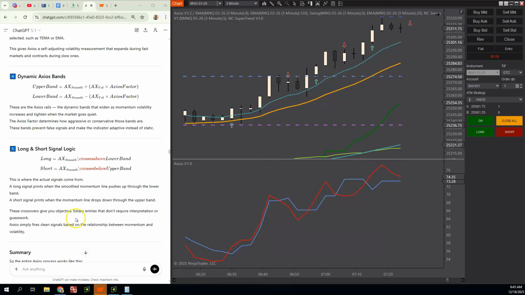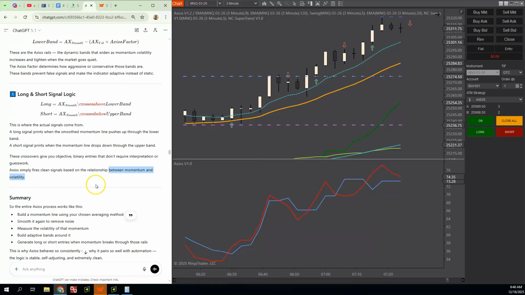So this crossover gives you objective, that's the key word there, objective binary entries that don't require interpretation or guesswork. So when I go over these manual trades, which I'm going to do over the last couple of days, there's no question of whether it's a long entry or a short entry. Axios simply fires clean signals based on the relationship between momentum and volatility. So that's it right there. That's the main thing. These red and green arrows are firing based on the relationship between momentum and volatility.